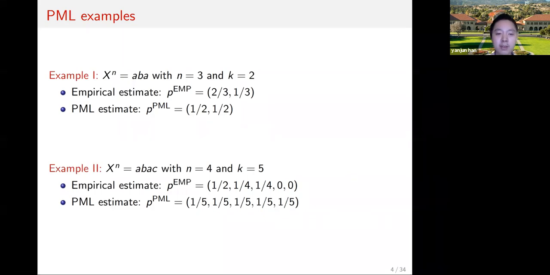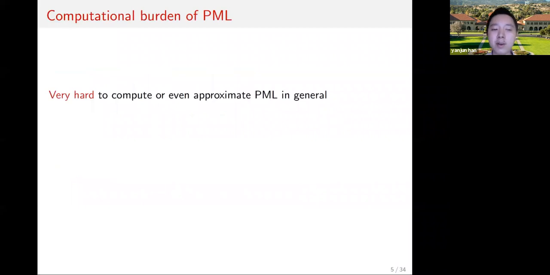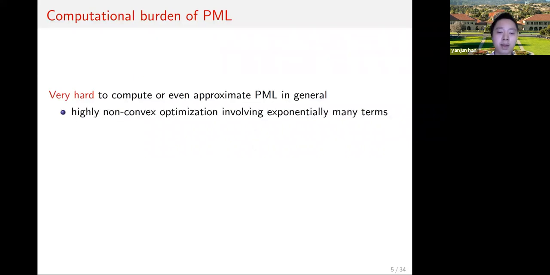Yeah, so apart from these simple examples where we could find the explicit expression of the PML, we need to remark that it is typically very hard to compute or even approximately compute the PML in general. The main reason is that if we take a look at the objective function we'd like to maximize, then each term is a multivariate polynomial in the parameters P1 to PK. So each term is actually non-convex. And secondly, the sum is over exponentially many terms. So this problem is a highly non-convex optimization problem involving exponentially many terms, and so it's very hard to solve in general.